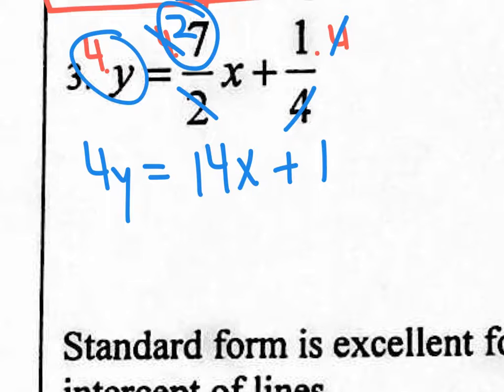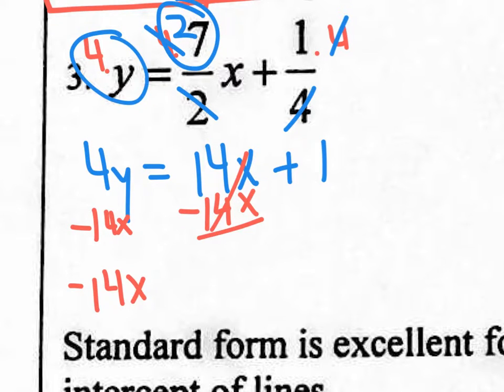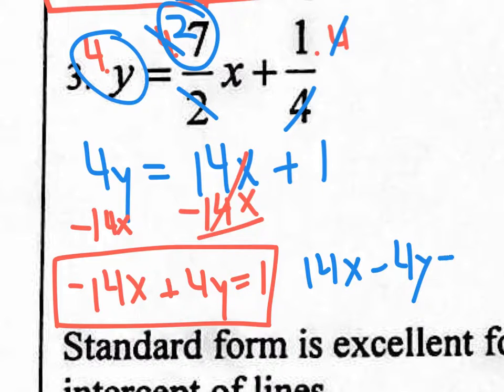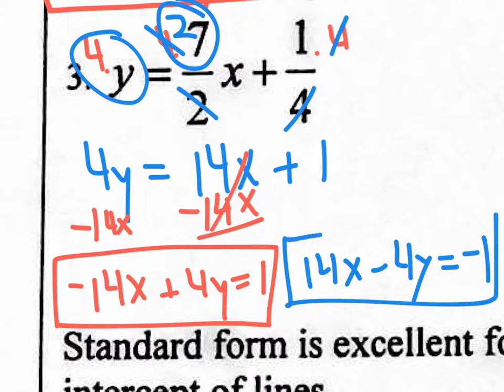The only thing I have to do is what? Subtract 14x. Subtract 14x. So rewrite it and you're done. Negative 14x plus 4y equals 1. So there's your standard form equation. Now if you wanted to change your a value to be positive, you just change all the signs. It'd be a positive 14x minus 4y equals negative 1. That's also acceptable. You need to know that both of those are the same.